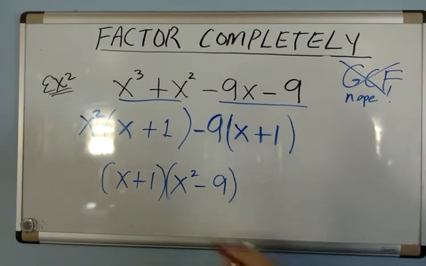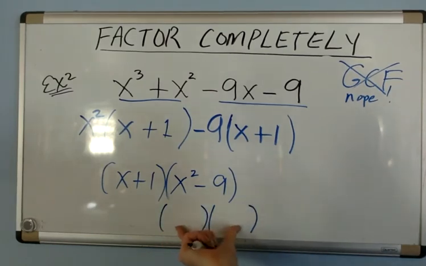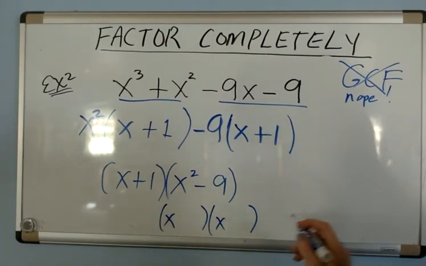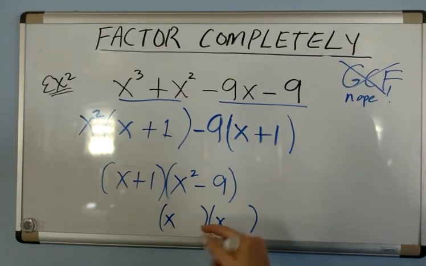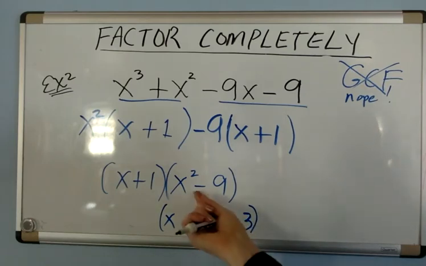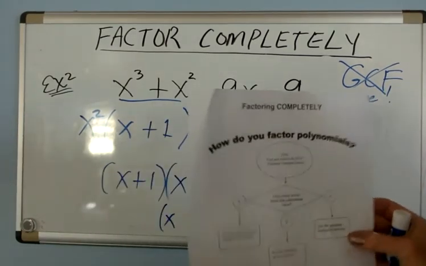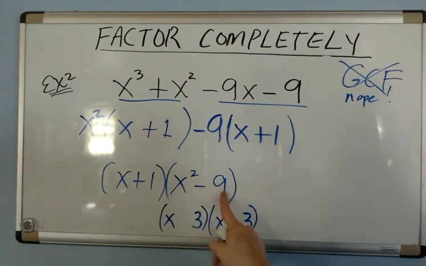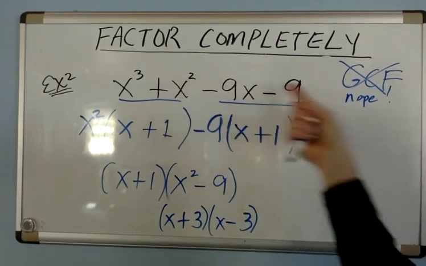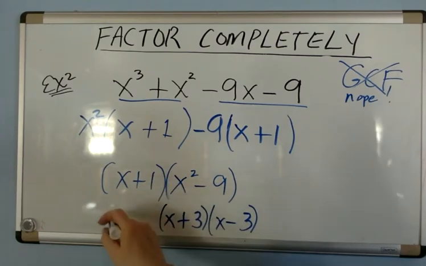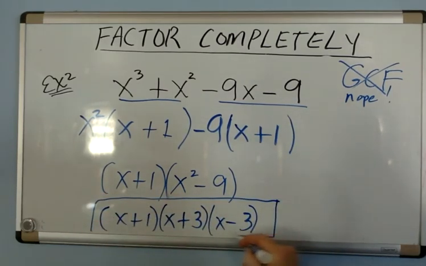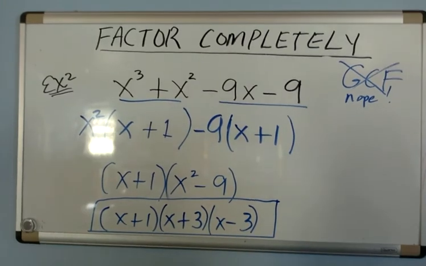X squared minus 9, I can set up my two sets of parentheses, two binomials that multiply to give me x squared minus 9. The square root of x squared is just x. The square root of 9 is 3, so that's going to be my second term in each set of parentheses. And because it's the difference of two squares, remember, it's going to be a plus b, a minus b. In this case, a is x, b is 3, so x plus 3 and x minus 3. I'm not done though, because if I multiply these two together, I don't get all of this. I only get this, so I need to pull down the other factor, x plus 1. So this four-term expression ends up being the product of three binomials when I'm all done.